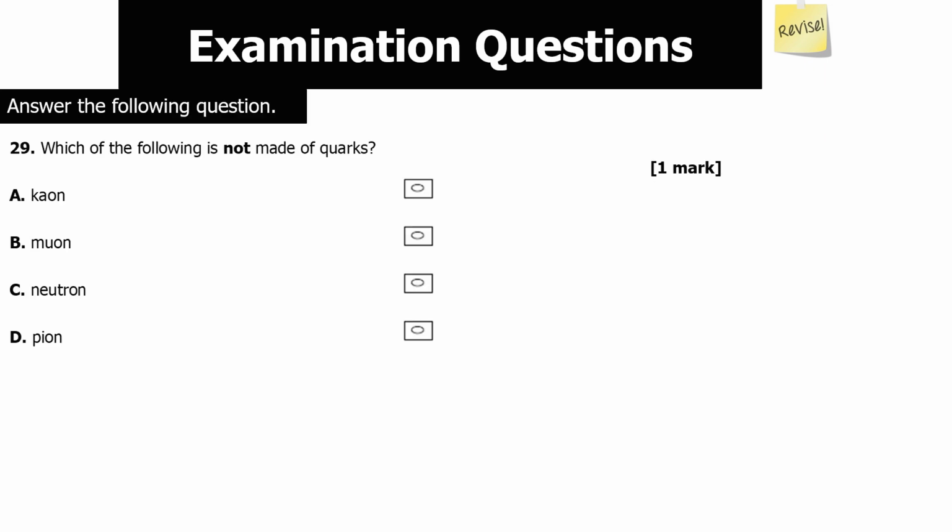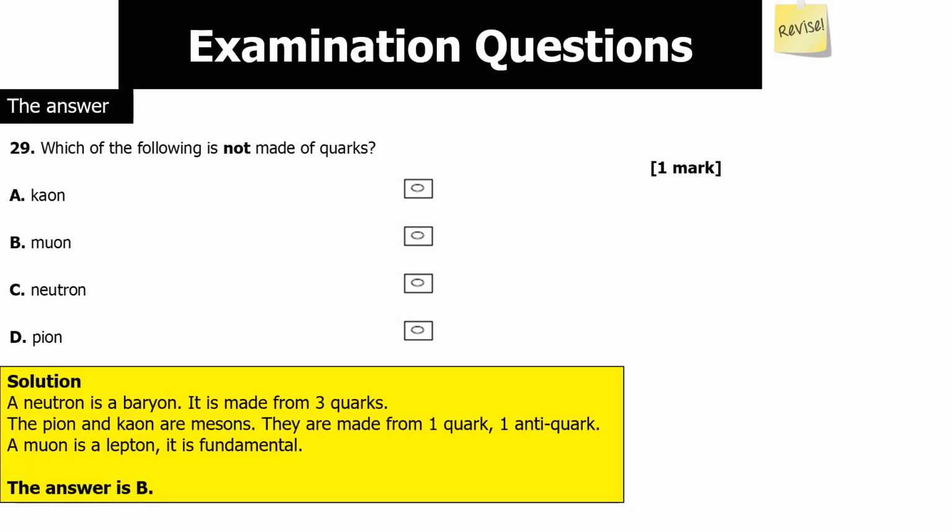The next question says, which of the following is not made of quarks? So pause the video now, then unpause the video when you want to go through your answer. Right, for this one, the answer is B, because a neutron is a baryon, you've got to be aware of that, so it's made from 3 quarks.